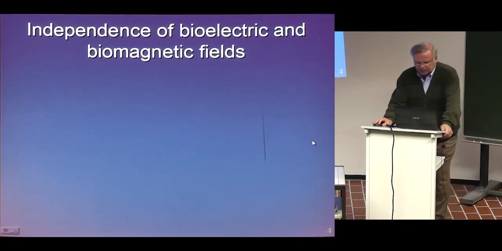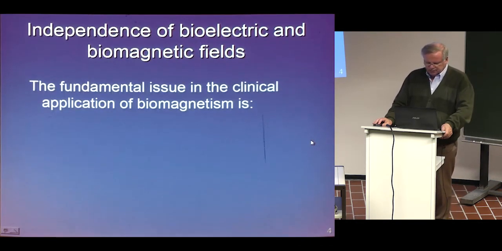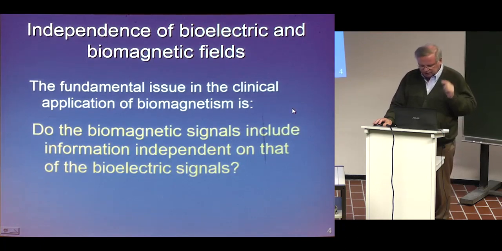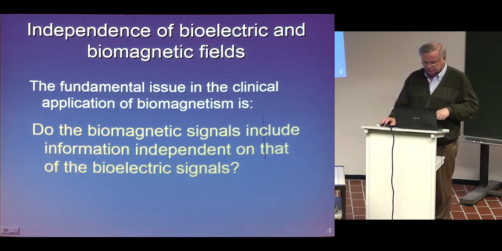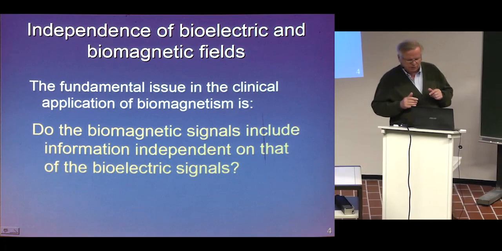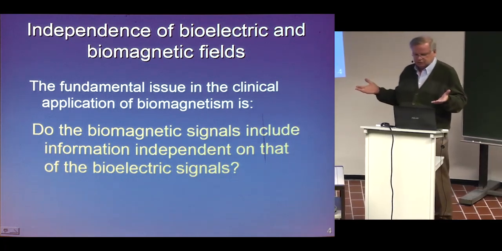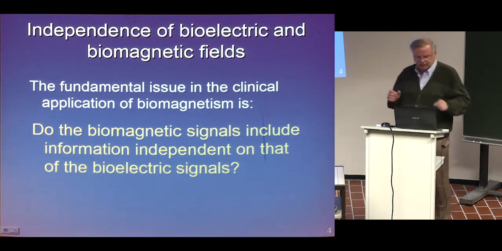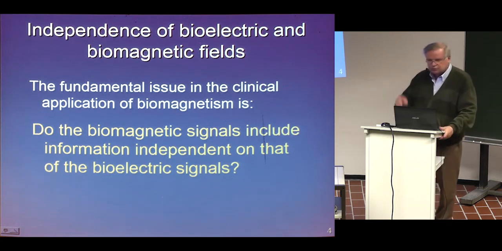How is the independence of bioelectric and biomagnetic fields? The fundamental issue in the clinical application of biomagnetism is, do the biomagnetic signals include information which is independent of that of the bioelectric signals? If the biomagnetic signals do not have any independent information, then there are only technical reasons to use biomagnetism, because it is so much more expensive. If they have independent information, that is clinically important. How much do they have independent information? That is a fundamental issue which we have solved.